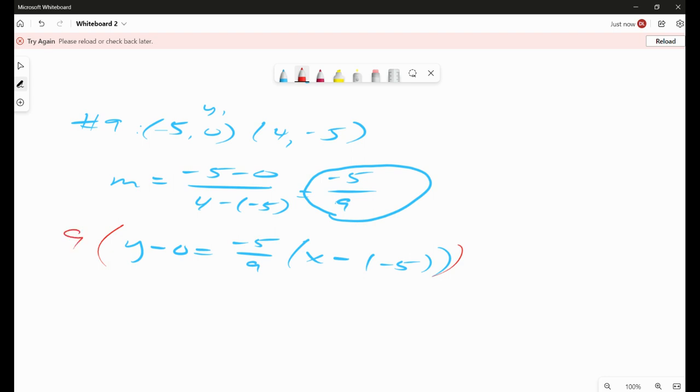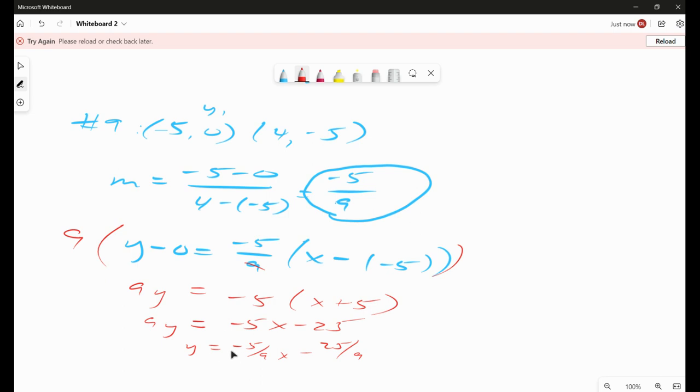I'm going to multiply everything by 9. So I change it into 9y. The 9's cancel, so that one's gone. Negative 5 times x plus 5. So now I can just kind of clean things up here and say, okay, well, this is 9y, and I distribute the 5 in. I get negative 5x minus 25. And then I divide everything by 9, so this will be y equals negative 5 over 9x minus 25 over 9. That's how we end up dealing with those equations.